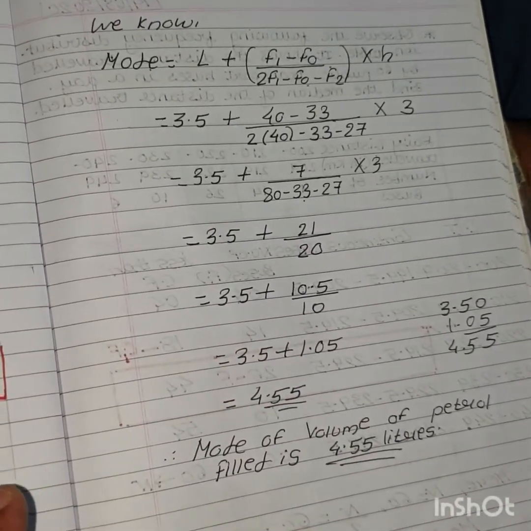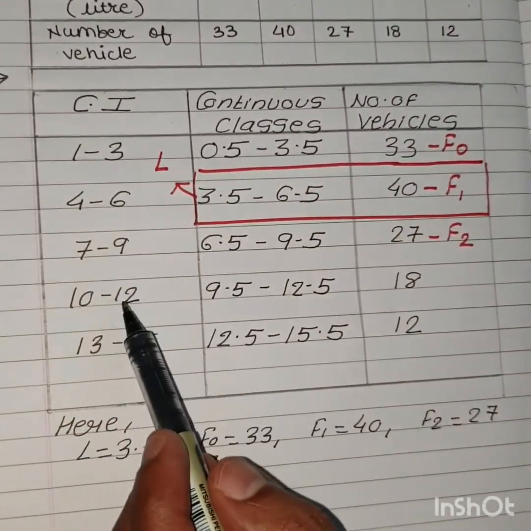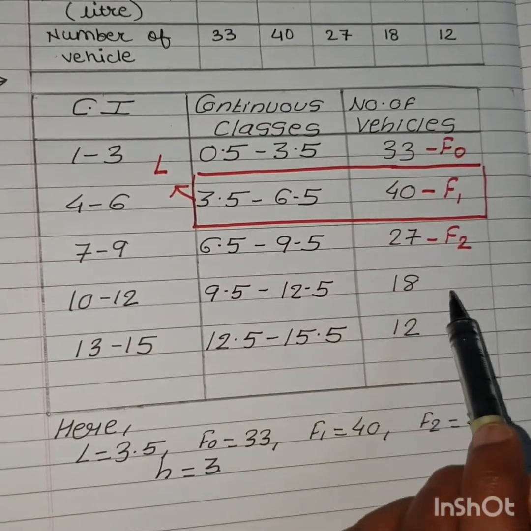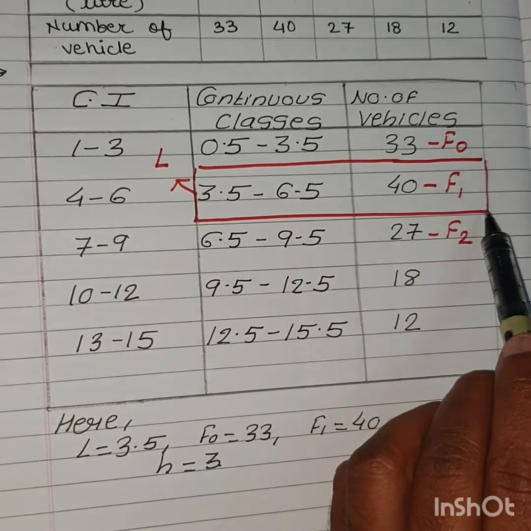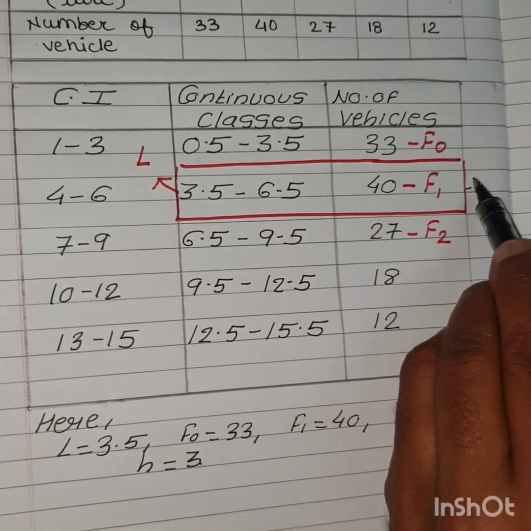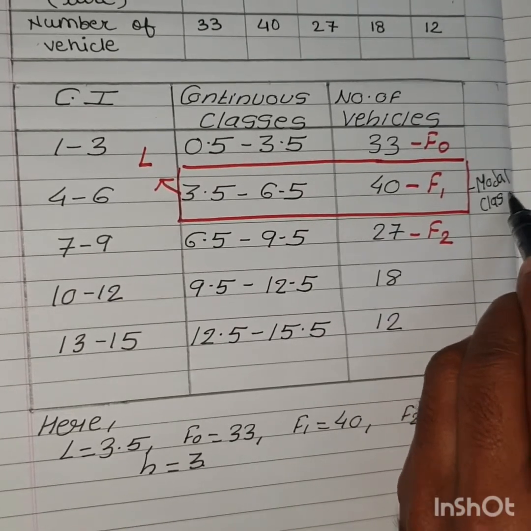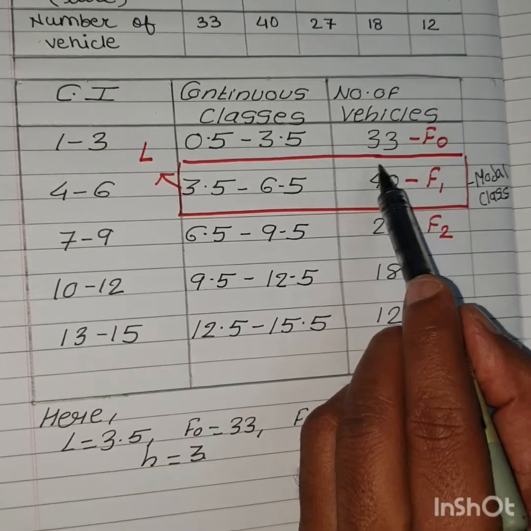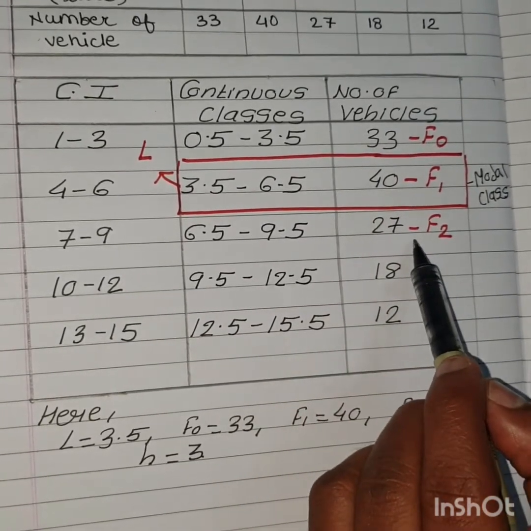make any new column, just we have to take CI, that is class interval, which is given in the question, and number of vehicles, that is frequency, again which is given in the question. Just we have to take the class with maximum frequency as our modal class. Here we can mention it as modal class. Maximum frequency f1, the number before f1 will be f0, after f1 will be f2.